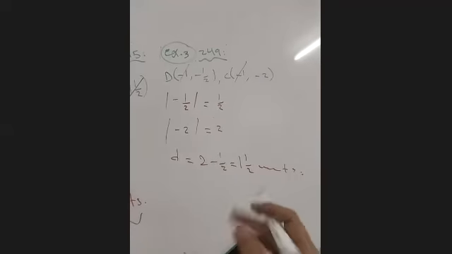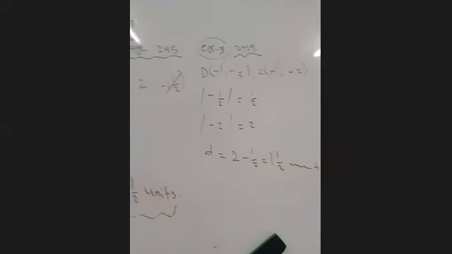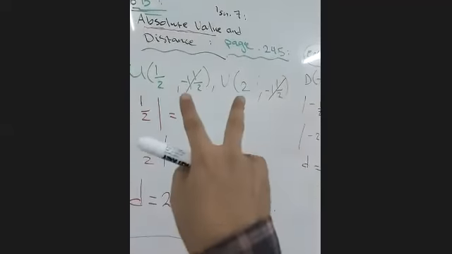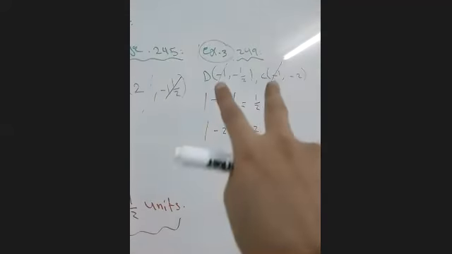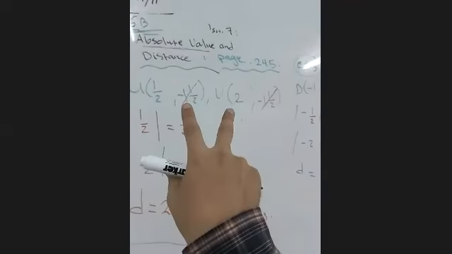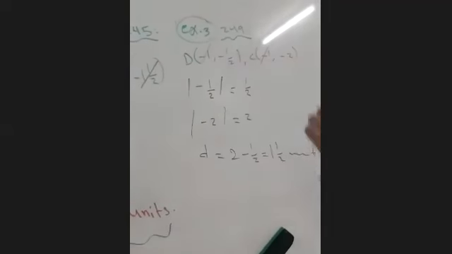So, sometimes the question gives you the 2 points. Other times, the question wants you to find the 2 points. These are the 2 ideas, guys. Either you have the 2 points, or you will find the 2 points. Now you are ready to do the homework.